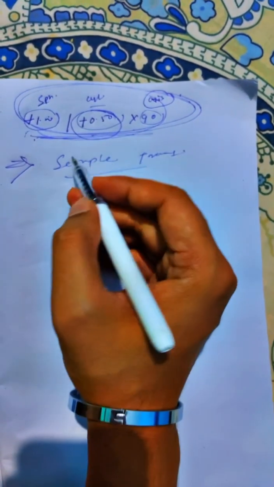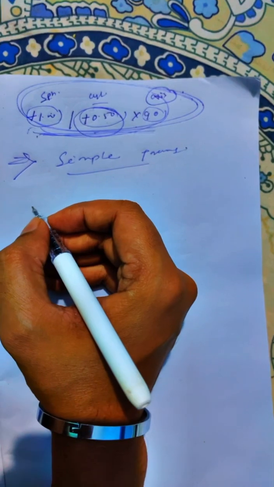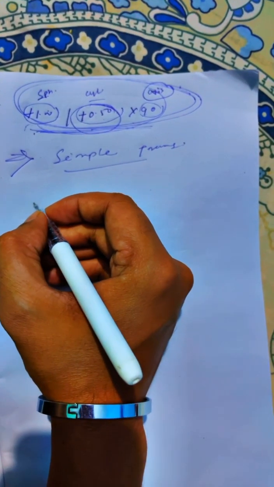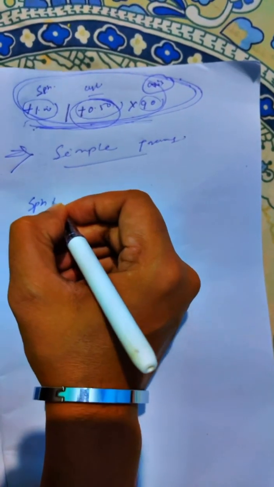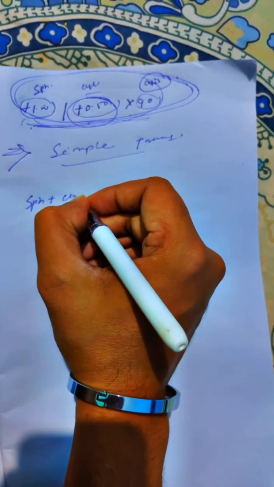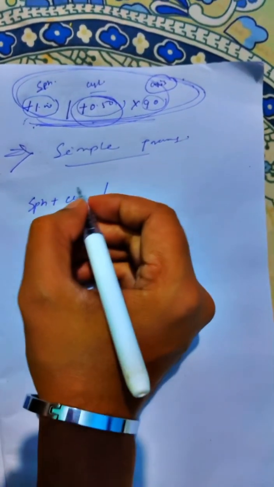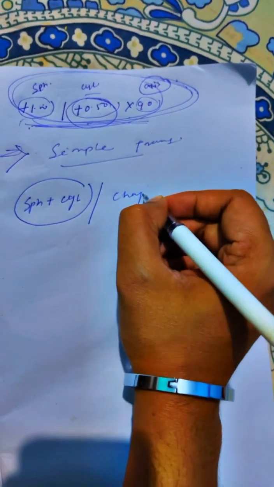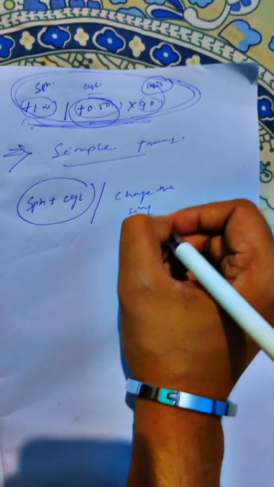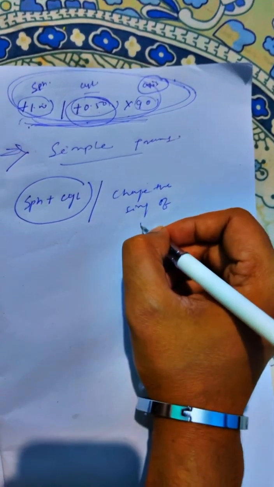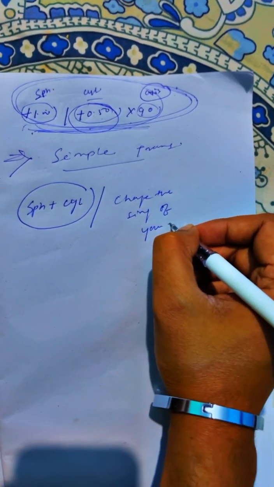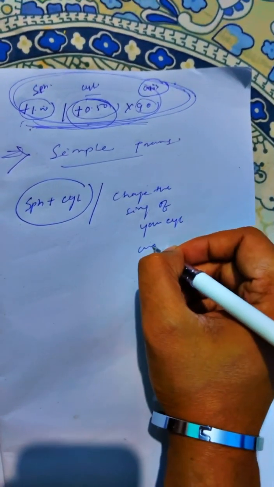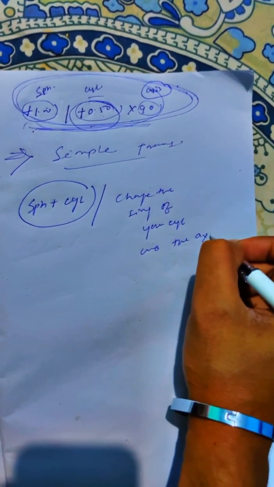What you have to do next is the simple transposition, to get the cylinder power in minus form. So what is the formula for simple transposition? That is sphere plus the given cylinder, that will be one component. The other component will be the changed sign of the given cylinder, and the axis.